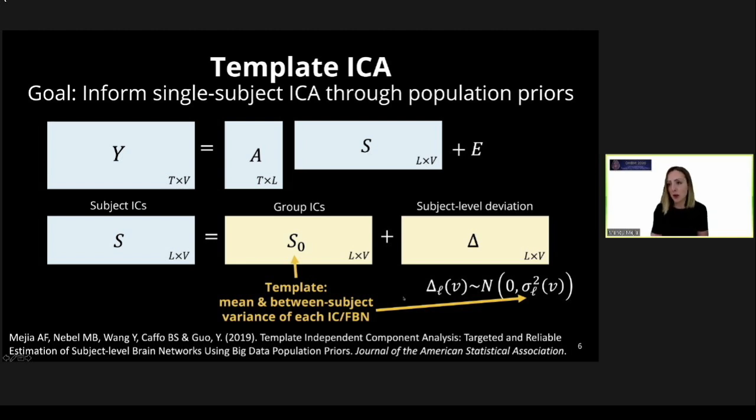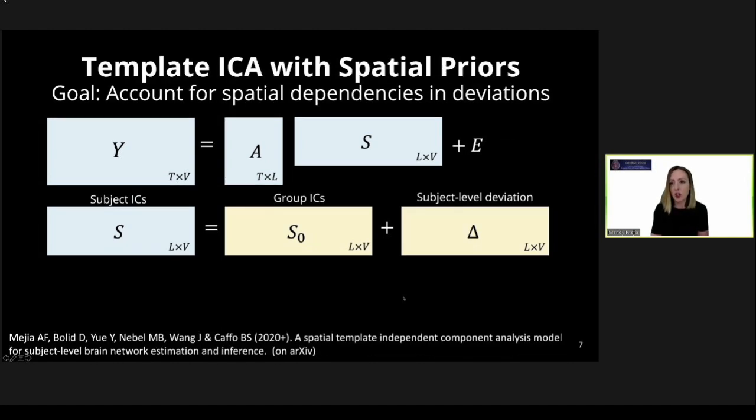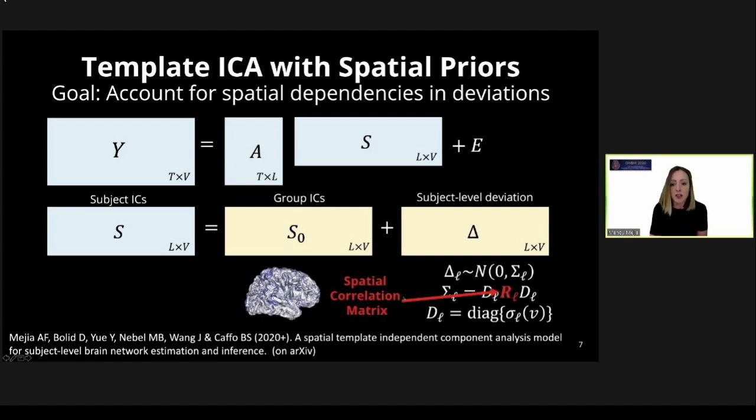If you'd like to learn more about this model, I encourage you to check out the reference that's provided here at the bottom. We could also go one step further and incorporate spatial priors on the subject level deviations to account for the fact that those deviations tend to be smooth. We just have to change the prior structure somewhat, and in particular, we include a spatial correlation matrix, R, which models the relationship between neighboring vertices along the cortical surface. Again, if you'd like to learn more about this particular model, I encourage you to check out this other reference that I'm providing here at the bottom.